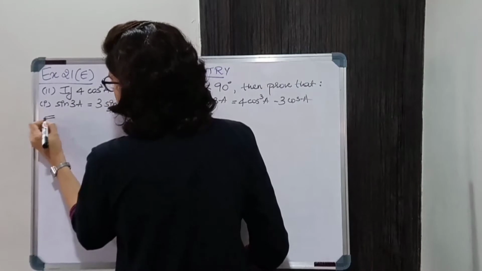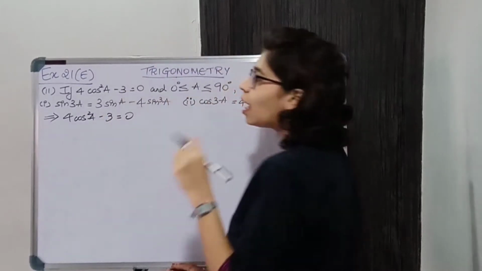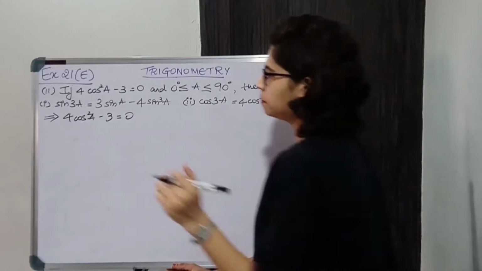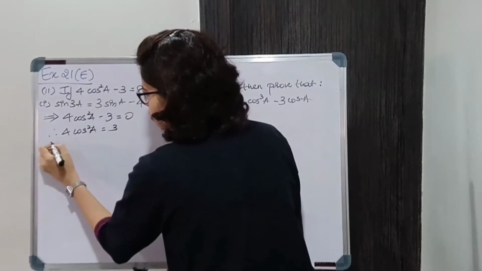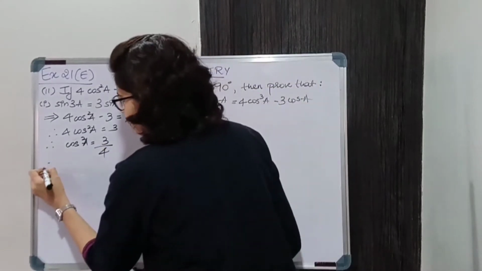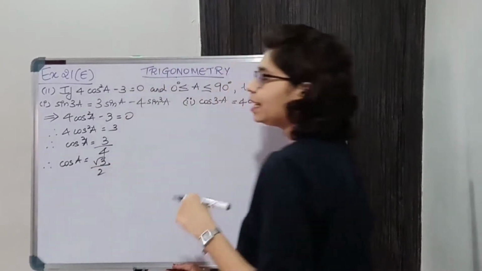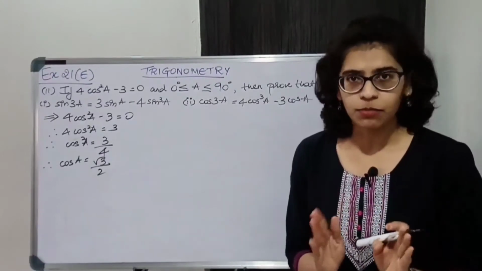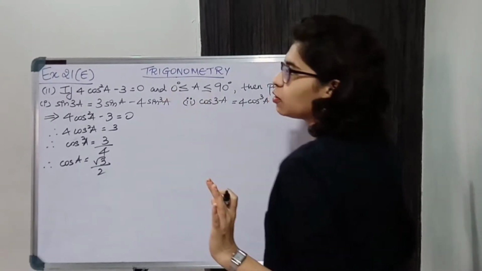So we are given that 4 cos square a minus 3 is equal to 0. Our aim first is to find A. After that, proving these two becomes very easy. So 4 cos square a is equal to 3. Therefore, cos square a is equal to 3 upon 4. Therefore, cos a is equal to root 3 upon 2. We'll ignore the negative values because we don't have a negative values table for now. Okay, we have only positive values which we consider because the angle lies between 0 and 90.